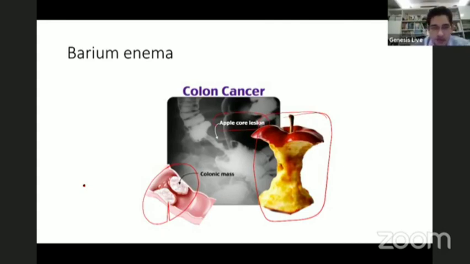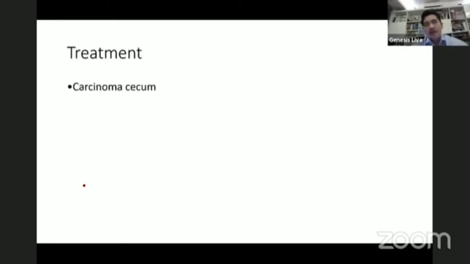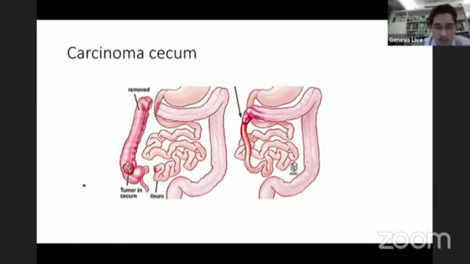Okay. So what would be a confirmed diagnosis? The confirmed diagnosis in this case would be an advanced carcinoma cecum. Okay. So if your diagnosis is carcinoma cecum, what would you like to do? You have to do a right hemicolectomy. Remember, if it's a malignancy, it is always a radical surgery.